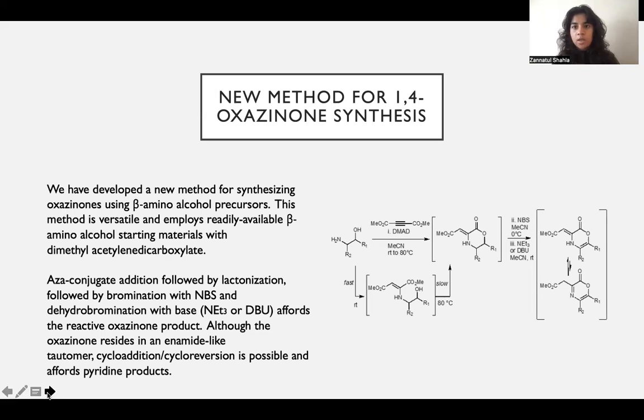This pathway both utilizes commercially available starting material, and on top of that, gives us various substitution patterns with R1 and R2.